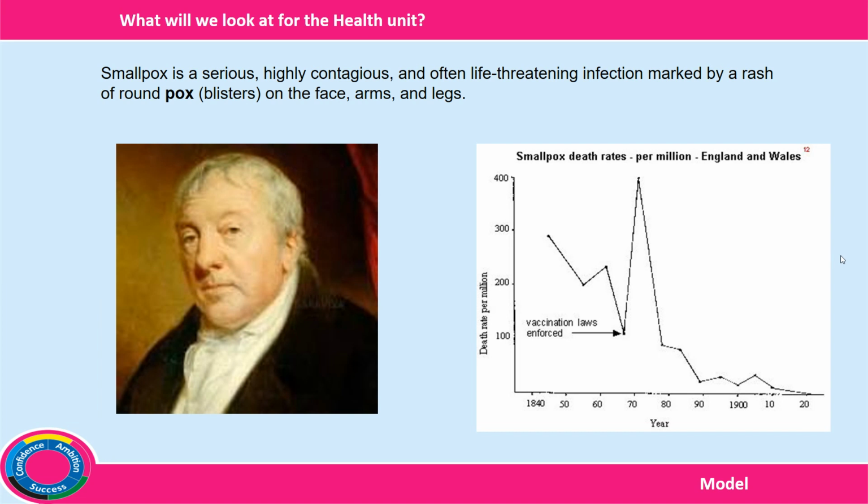And this is in part due to Edward Jenner, a country doctor from 1749 to 1823. He made the link between cowpox and smallpox. He tested his theory on a young boy named James Phipps. He took pus from a smallpox victim and infected Phipps and effectively created the first vaccination.